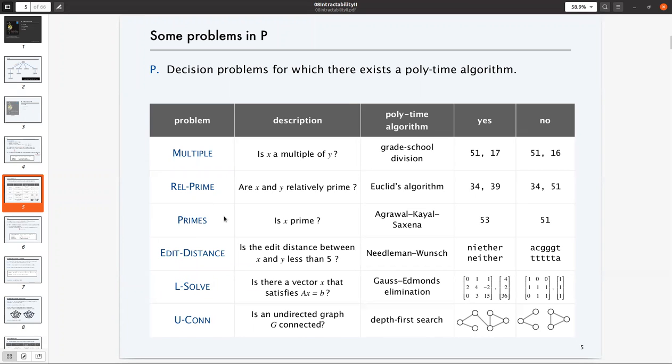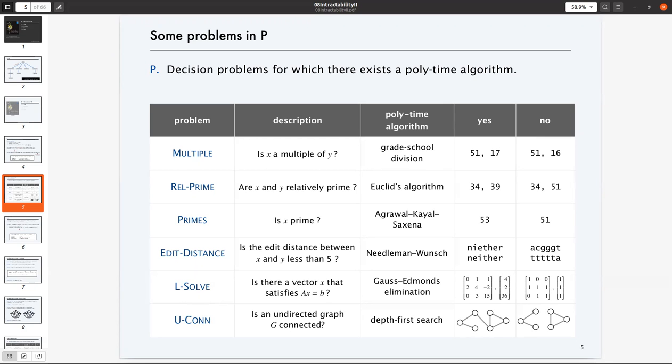And what about prime check? Do you guys know the AKS algorithm? Sir told us it exists, but we don't know any specifics. Okay, fine. Maybe later on he will go over this topic. So for prime check, we also have a polynomial time algorithm. Now, edit distance, I think you have solved this problem in dynamic programming, right? Yes, ma'am. And the L solver, that is the linear equation solver, and whether an undirected graph is connected or not. All these problems are polytime. We know that there exists some polytime algorithm.